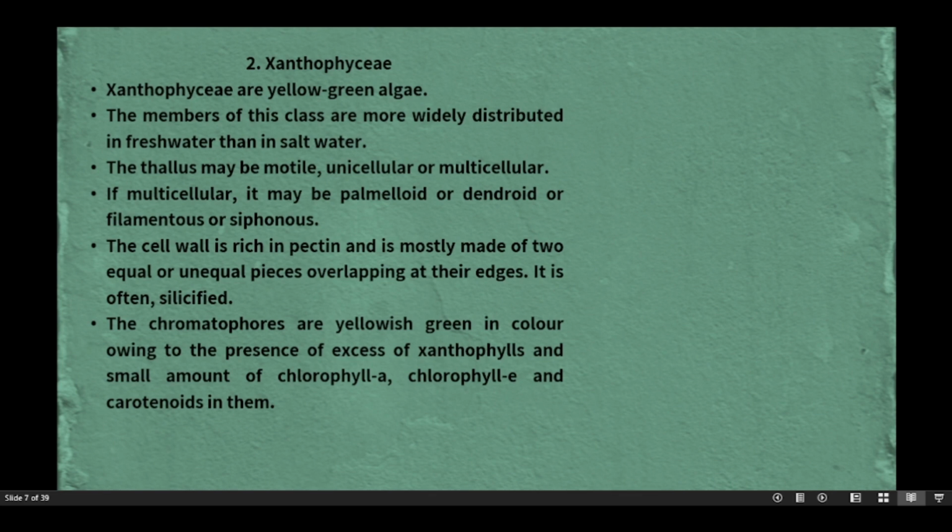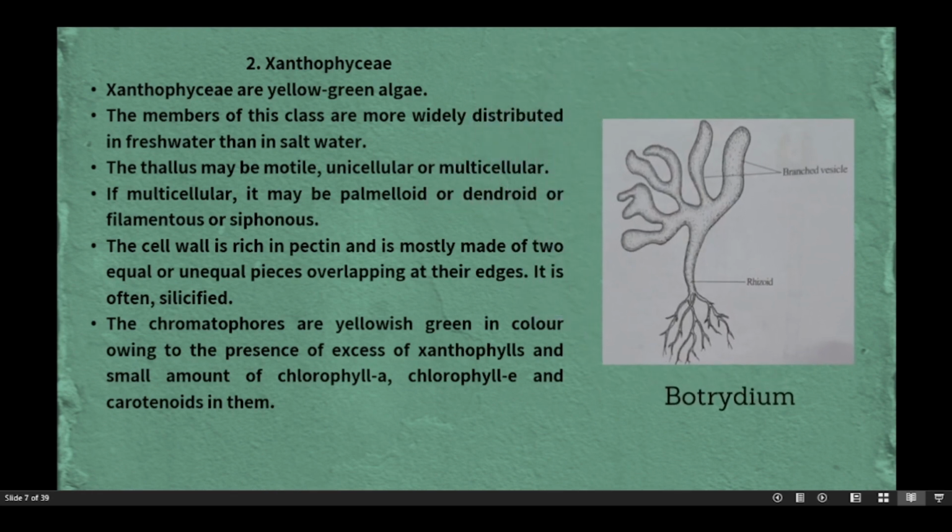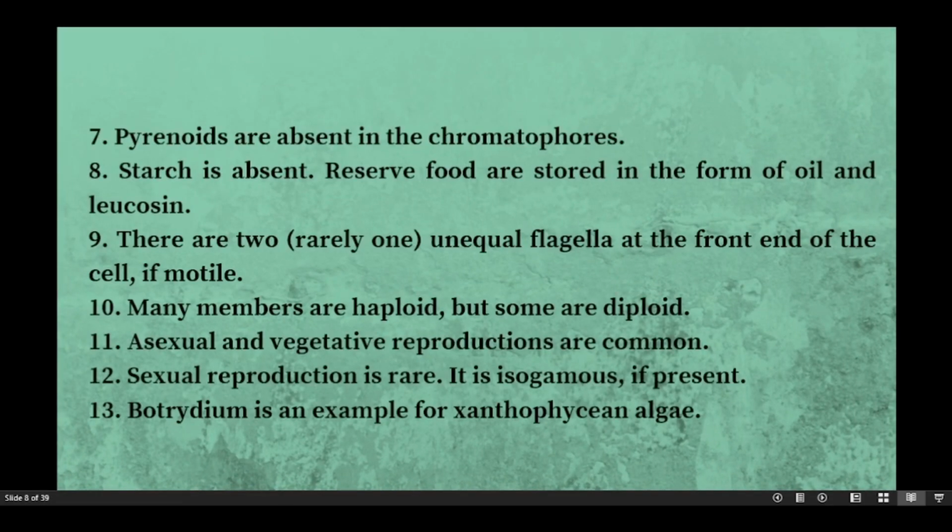The chromatophores are yellowish green in color owing to the presence of excess xanthophylls and a small amount of chlorophyll A, chlorophyll E, and carotenoids. Here is an example for Xanthophyceae, Botrydium. Pyrenoids are absent in the chromatophores. Starch is absent. Reserve foods are stored in the form of oil and leucosin.